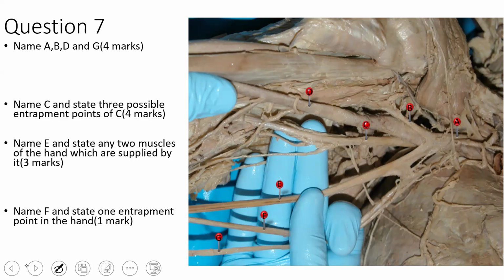Okay, what is A, B, D, and G? So what's A here, guys? What's A over there? Lateral cord. Wonderful, this is very good. What is B? Musculocutaneous nerve. This is wonderful. If you have not yet answered the question in the chat box, kindly do answer. Okay. What is C? Radial nerve. Very good. What is D?